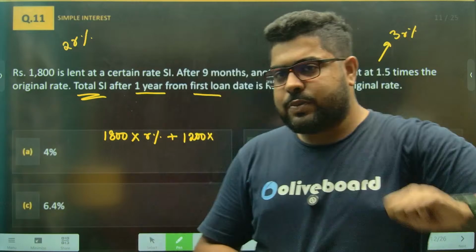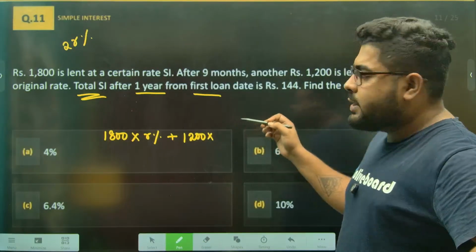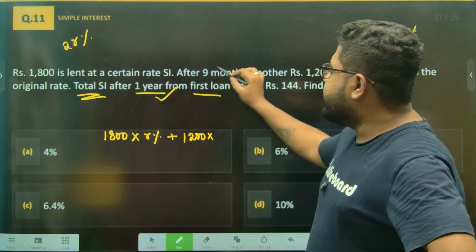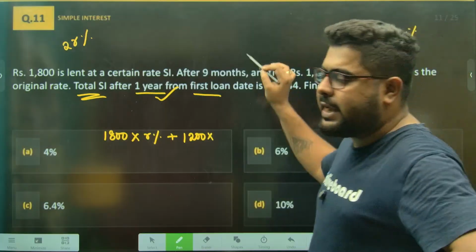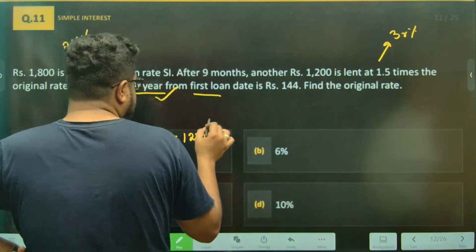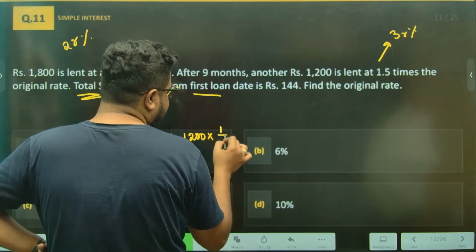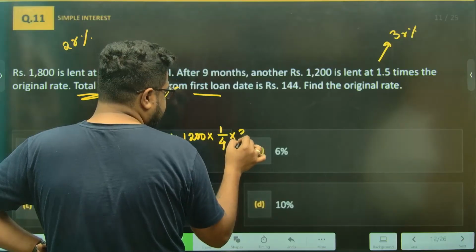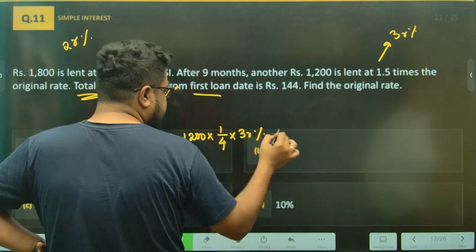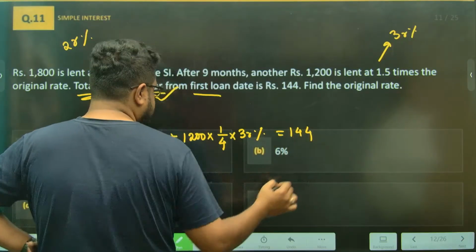But the time is how much? Time is not the whole year. Because 1 year from the first loan meaning 3 months from the second loan, because 9 months will get subtracted. 3 months meaning 1/4 of a year. 1/4 and rate of interest is 3R percent. This total is 144, sir.